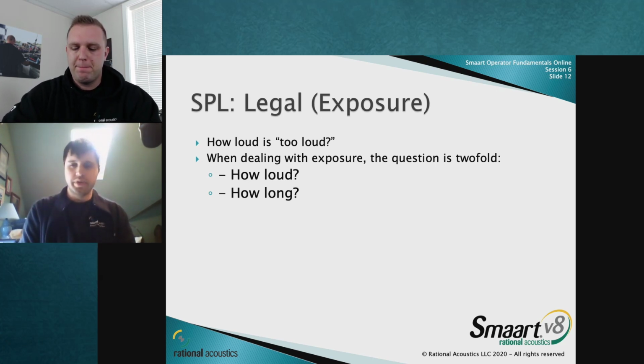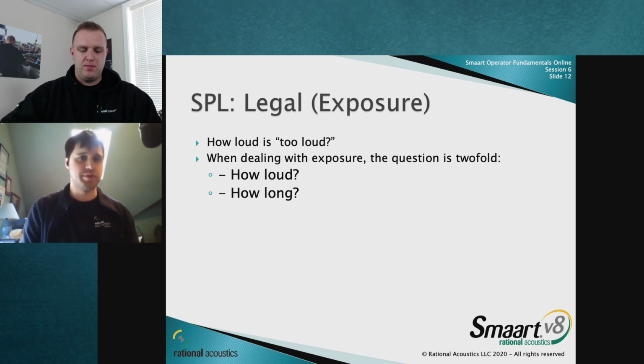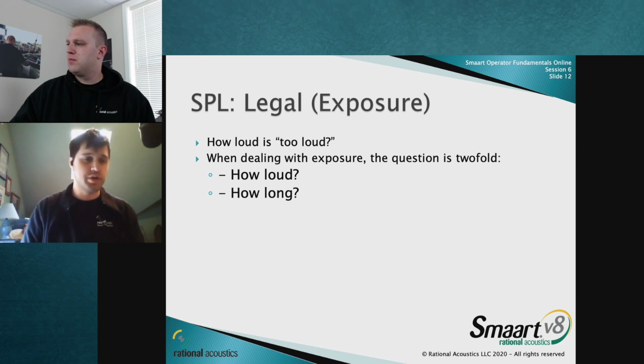Right. So, this is the third category of reasons for SPL measurement. And like Chris talked about, sometimes we're just doing it because we want to know, and sometimes we're doing it because we want to make sure we're not bothering the people outside the show. And exposure deals with the people who are at the venue inside hearing the show. And so we're talking about how loud is too loud.